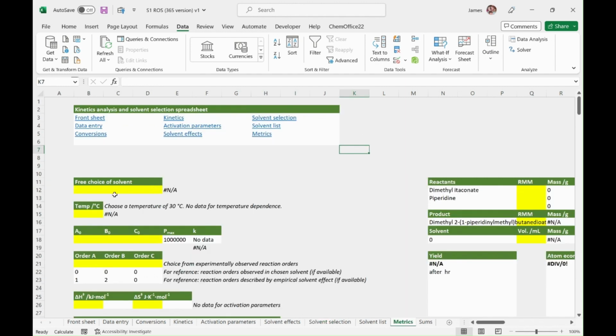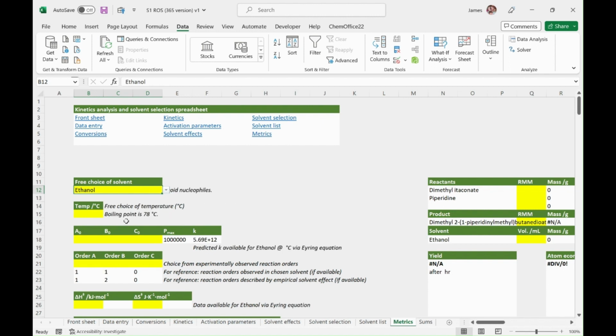The final thing I wanted to show you was how to use metrics to also improve your chemistry. Here we're going to examine a particular reaction, and we're going to choose ethanol as our solvent. So I'll pick it from the drop-down list. Now I can look at the performance of the reaction at different temperatures. For now I'm going to start with some familiar conditions, so I'm going to choose 30 degrees.